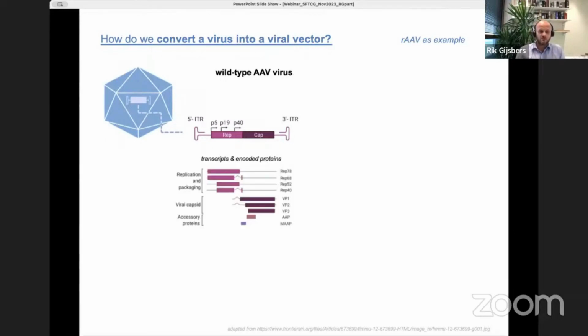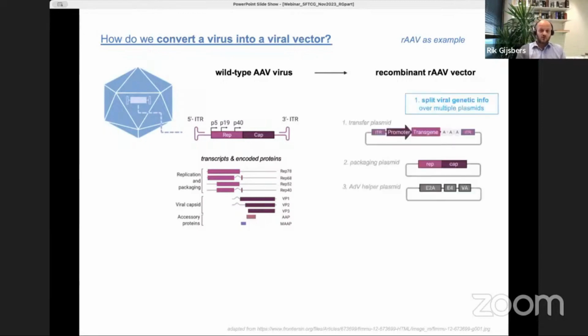And as you can see here, we have a single-stranded DNA with two inverted terminal repeats at either end. We have different promoter sequences, rep and cap genes. And in the past 50 years, the AAV virus genetic content and the proteins that are being expressed have been elucidated. And knowing this allowed us to tease all these functions apart and to construct 3 plasmids to construct a recombinant adeno-associated vector.